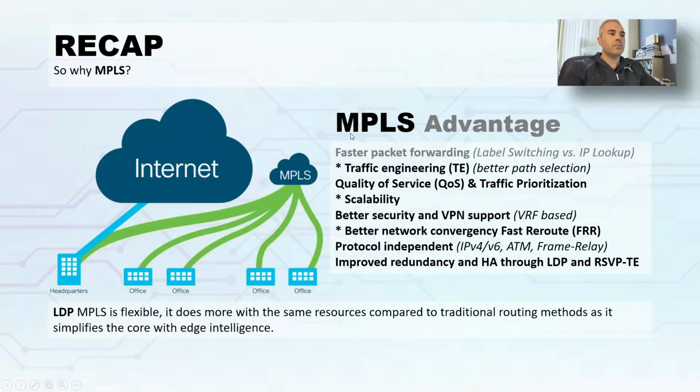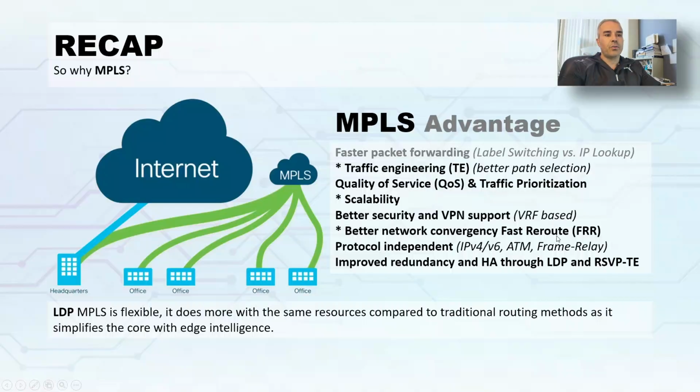And again, going to the MPLS advantages: traffic engineering, TE, quality of service with those 3 bits that we saw. Scalability, that's very important for customers. You can have one PE router now terminate hundreds of customers in the same router, and each customer has their own VRF, which is their own private routing forwarding instance. So basically their own private virtual router. Better security and VPN support, that's part of the VRF.